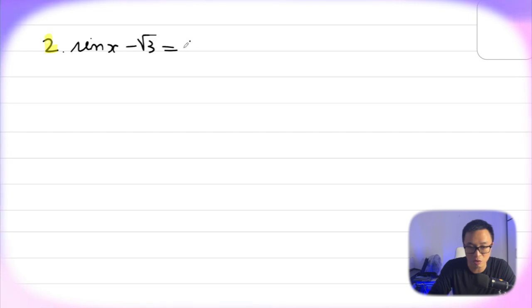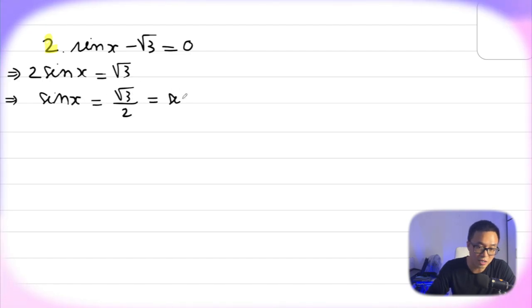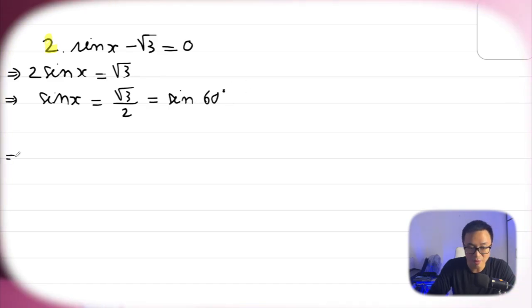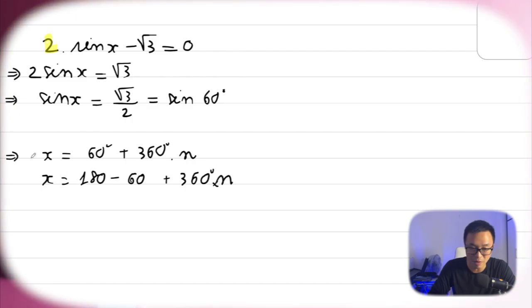The first, you got 2 sine h minus square root of 3 equal to 0. And I think this is very easy for you now. Here is 2 sine h equal to square root of 3, and then you have sine h equal to square root of 3 over 2. This is represented by the sine of 60 degrees. And after that, you got two solutions. One is 60 degrees plus 360 degrees multiply n. And the second one will be 180 degrees minus 60 plus 360 degrees multiply n, this way.